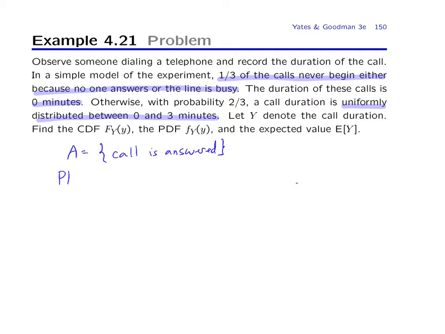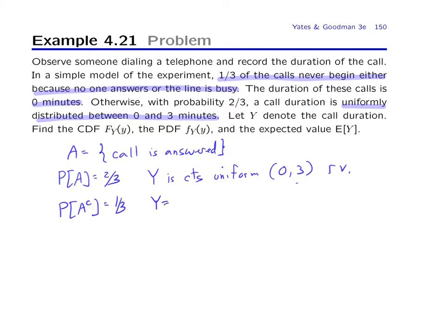then with probability P of A equal to two-thirds, Y is a continuous, uniform 0, 3 random variable. On the other hand, with probability P of A complement equal to one-third, Y equals 0, and Y is discrete. So sometimes Y is continuous, sometimes Y is discrete. In fact, Y is a mixed random variable.